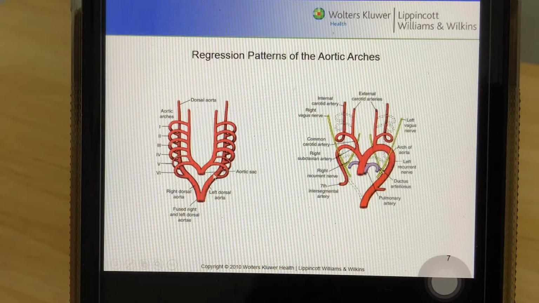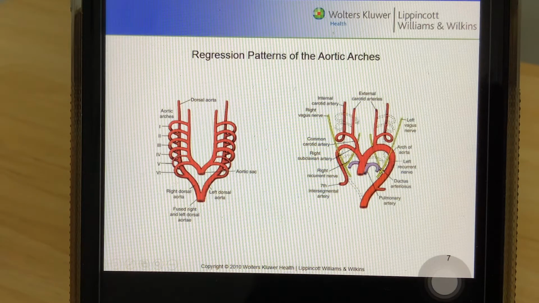Major vessels are formed by the third arch, the carotid system. The fourth develops into the subclavian on the right, and the arch of the aorta on the left. And the sixth forms the pulmonary arteries and ductus arteriosus. So these are the vessels that regress in time.